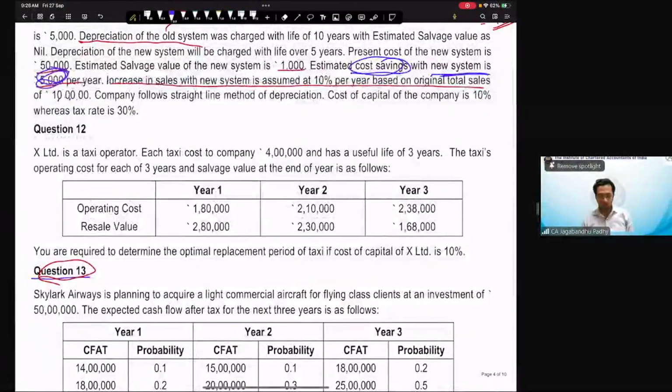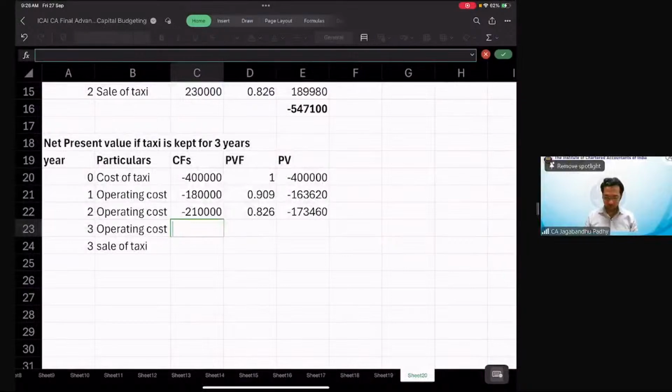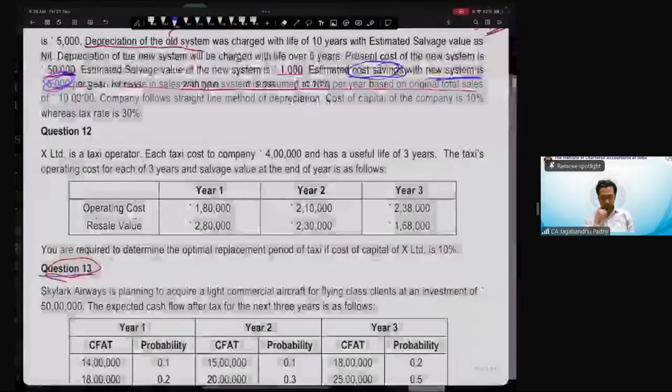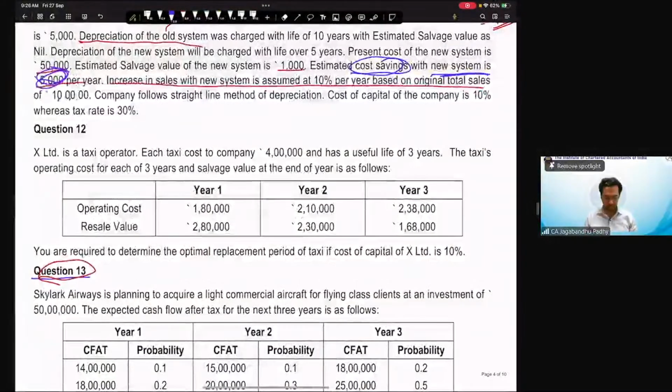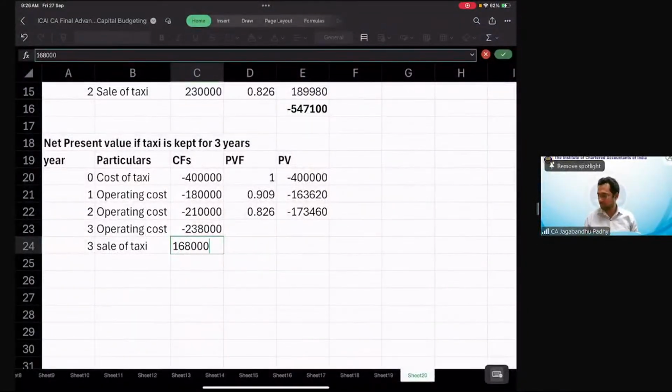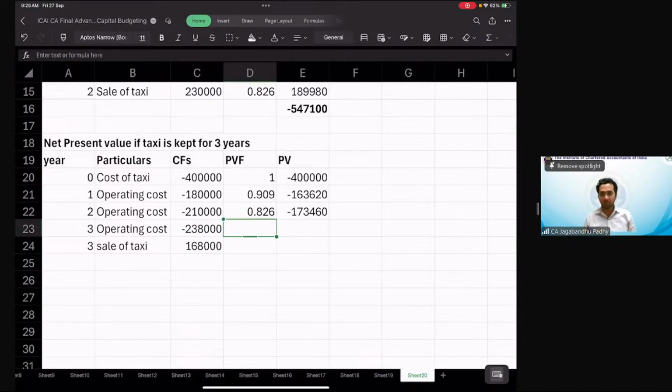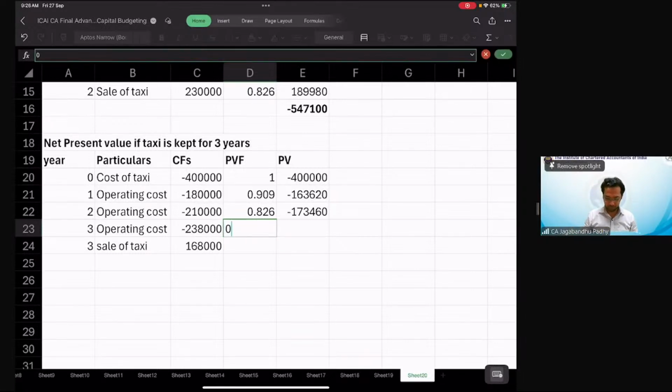One lakh 80, 2 lakh 10. The third year is 2 lakh 38,000. And then sale value is 1 lakh 68,000. Third year PV factor is how much, guys? What's the PV factor for third year? 10%. It's 0.751, right? Yeah.